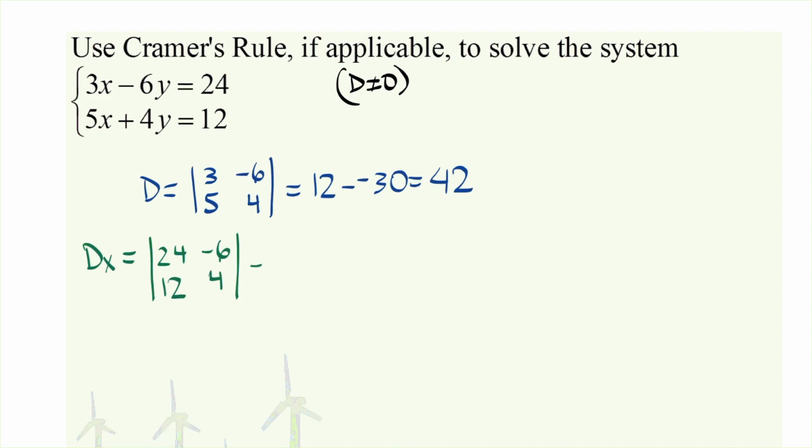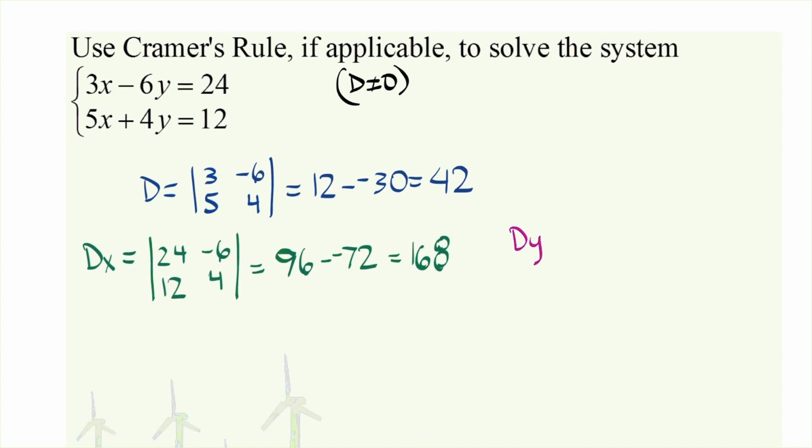So that is dx. 24 times 4 is going to be 96 minus negative 72. So that's going to be 168 for dx. So let's make that edit. And then we can do dy.